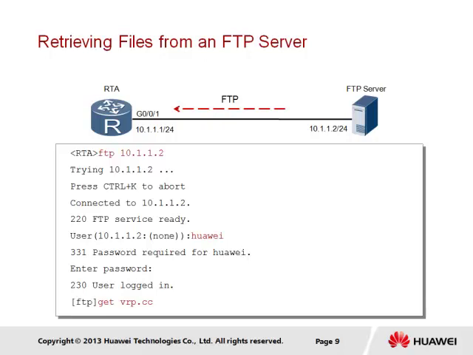In this instance, the user and password is Huawei, and the user has been authenticated. We can see that the prompt shows that the FTP service is now active and FTP-based commands can be used. The get vrp.cc command allows the client to retrieve a copy of the file named vrp.cc from the FTP server.